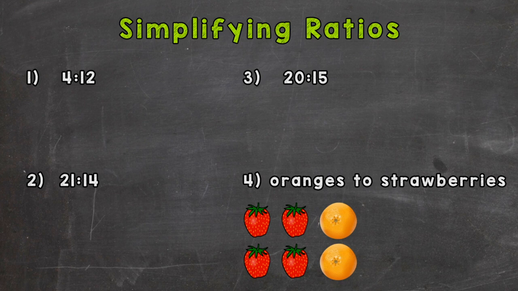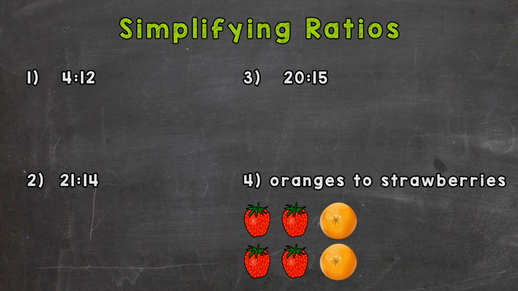In this video, we're going to take a look at simplifying ratios. And I'm going to go through 4 examples with you in order to help you get this down. So let's take a look at number 1 here, where we have a ratio of 4 to 12. Now, simplifying ratios is exactly like simplifying fractions. We need to find the greatest common factor between the two numbers of the ratio, divide both those numbers by the greatest common factor, and you get a simplified ratio.